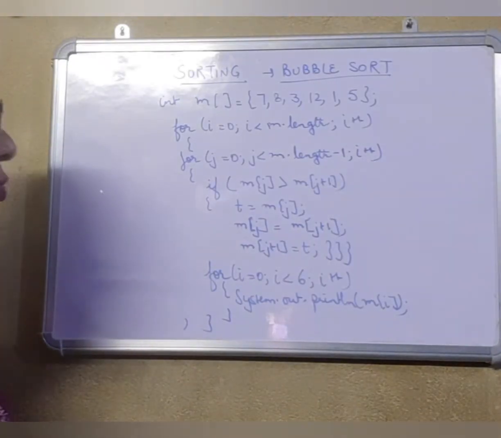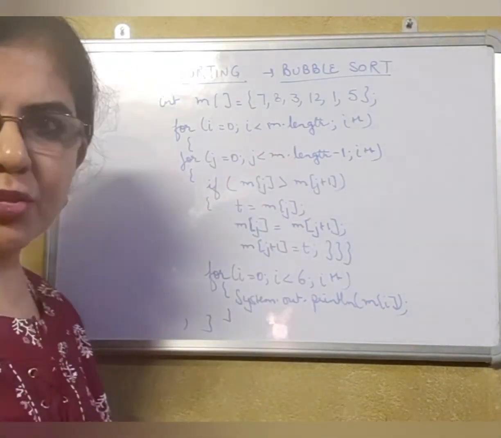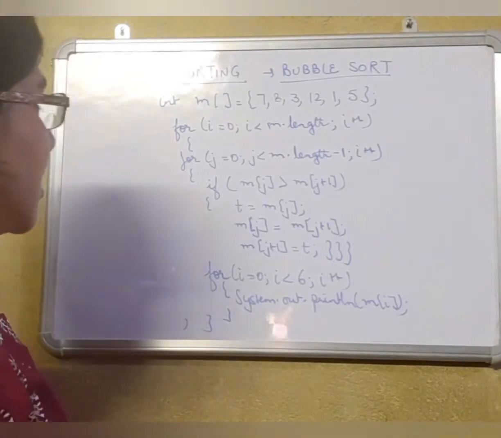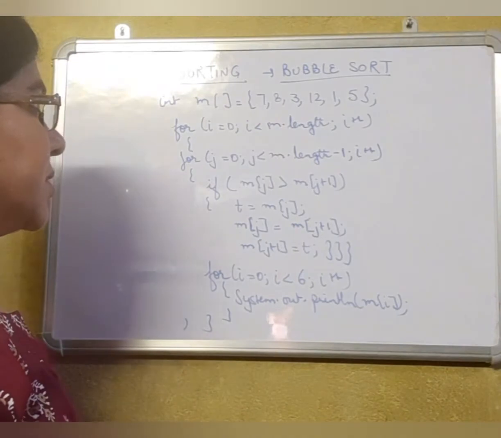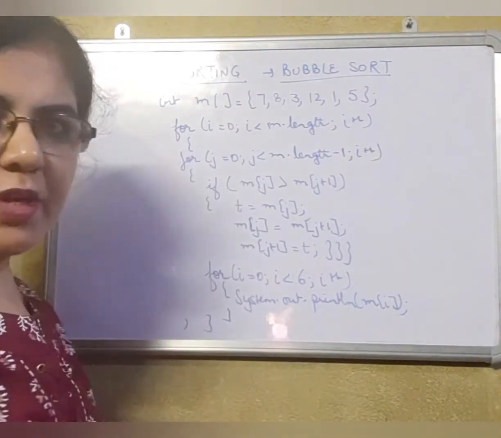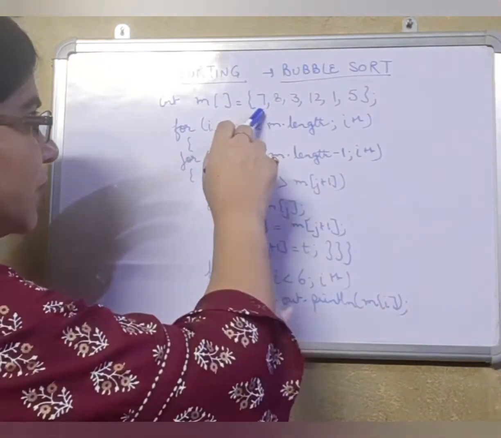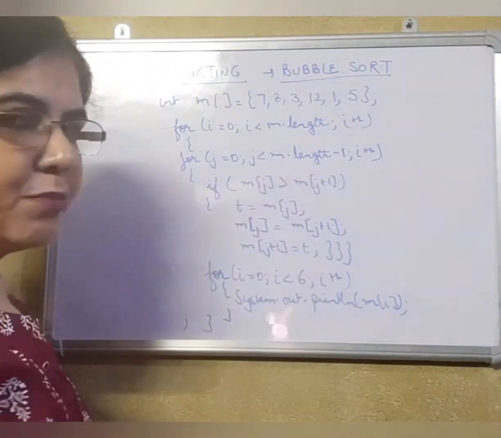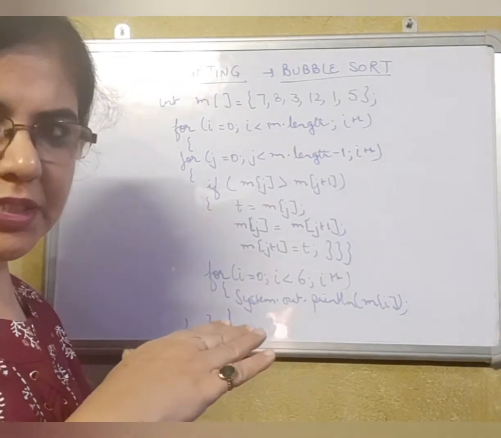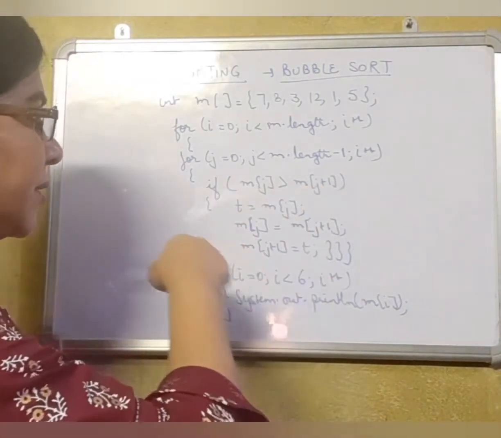Now here we are going to do what? We are using bubble sort in order to arrange the elements. For i is equal to 0, i less than m.length, i plus plus. Presently, what is the value of i? 0. So it is going to 7. And j is 0, 0 less than m.length minus 1. It will run 1 less than the entire length.